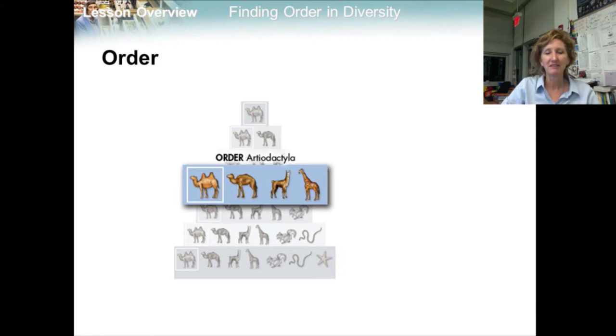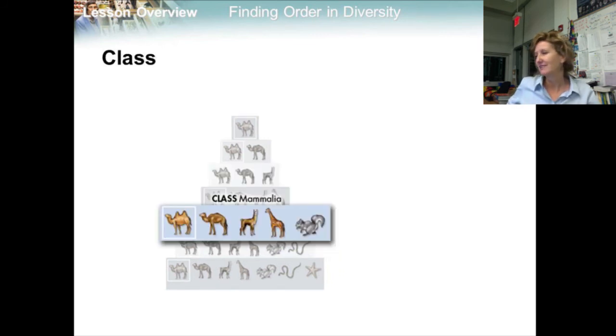Camels and llamas, family Camelidae, are grouped with several other animal families including deer, family Cervidae, and cattle, family Bovidae, I'm not saying that right, into the order Artiodactyla, which are hoofed animals with an even number of toes. Did you know that? And then closely related orders are grouped into the next larger rank, which is called a class. The order Artiodactyla is placed in the class Mammalia, which includes all animals that are warm-blooded, have body hair, and produce milk for their young.